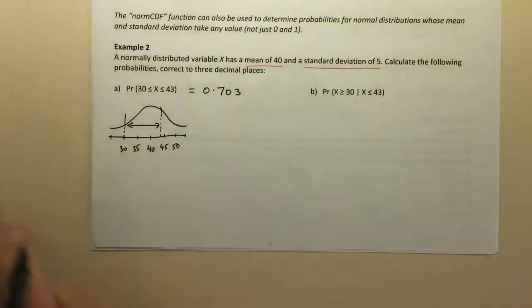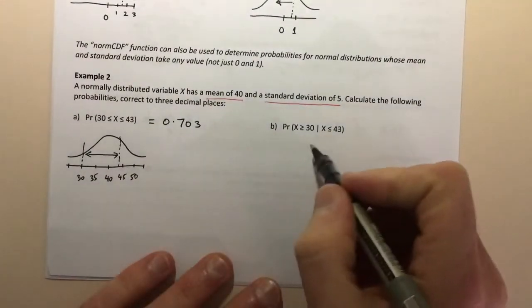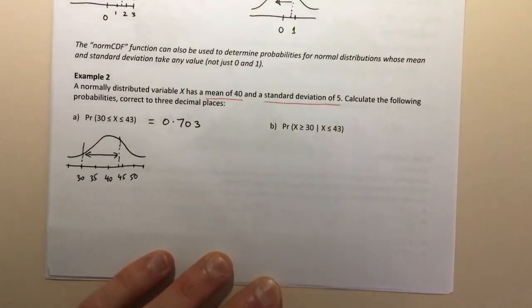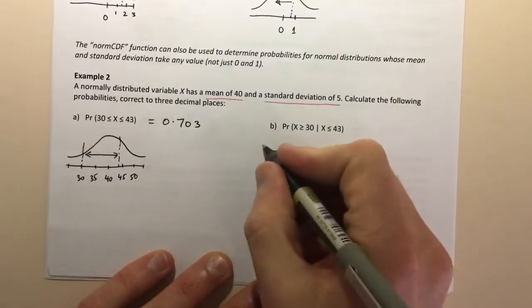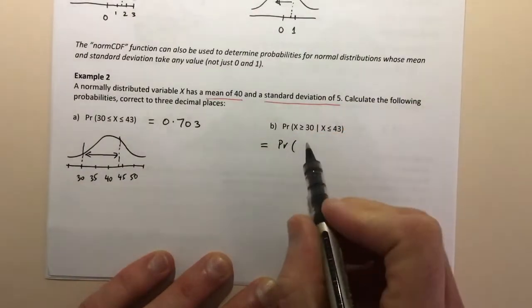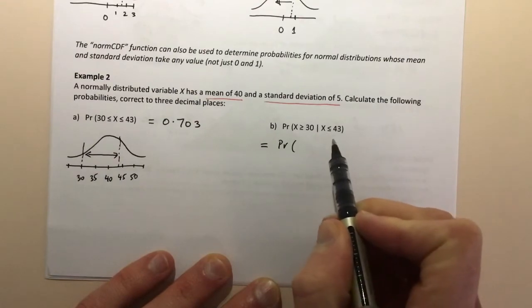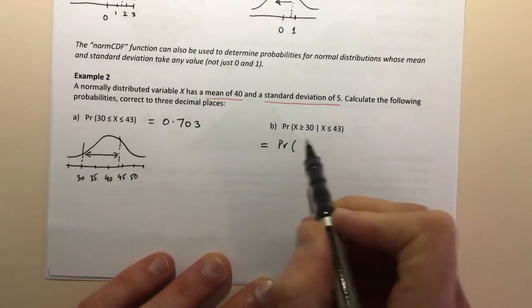Okay, second part of the question gives us a conditional probability statement. And even though this is a normal distribution kind of question, you can still get conditional probability basically within any other type of probability question. Best thing to do with conditional probability is rewrite it using the formula. Remember that if it's the probability that x is greater than or equal to 30, given that x is less than or equal to 43, well, that just means it's the probability of both of those things happening.